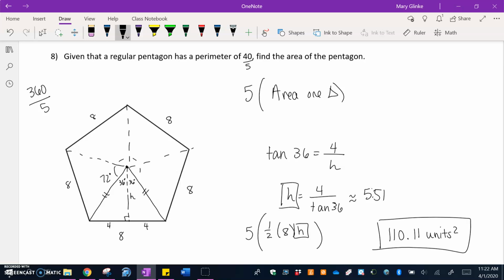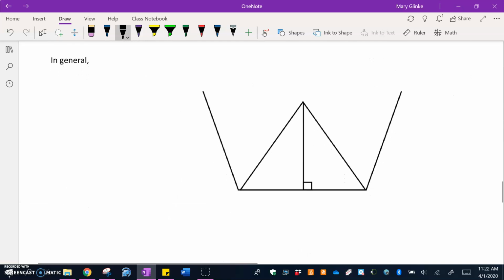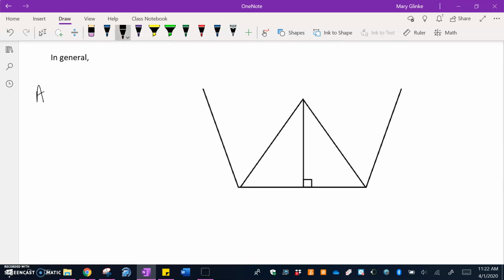So overall, based off of all of these examples, we can come up with a formula to find the area of a regular polygon. What we can do for any regular polygon is take the area of one of the triangles and multiply that by the number of sides in the polygon. That's one of our formulas we can use. Again, find the area of one triangle, and all of the triangles in the regular polygon would be congruent, so therefore multiply by the number of sides.